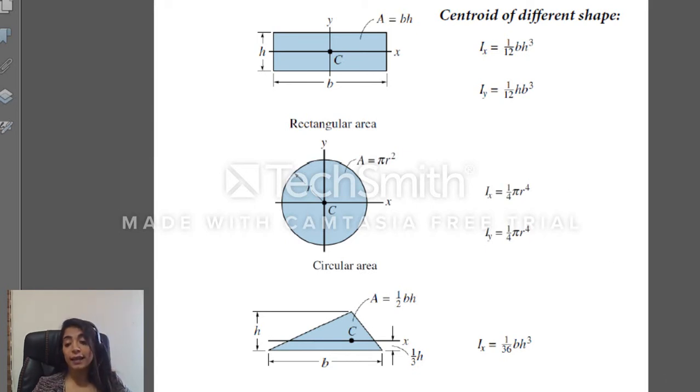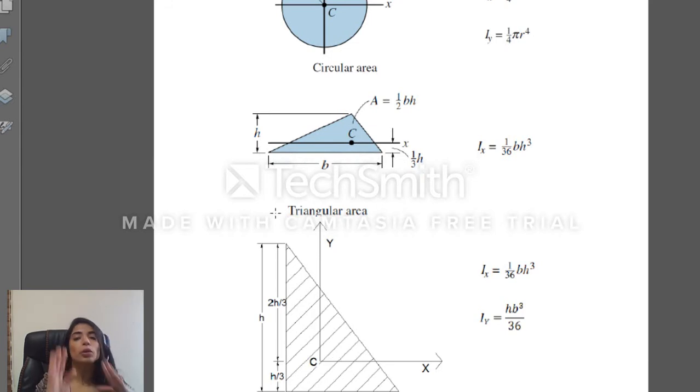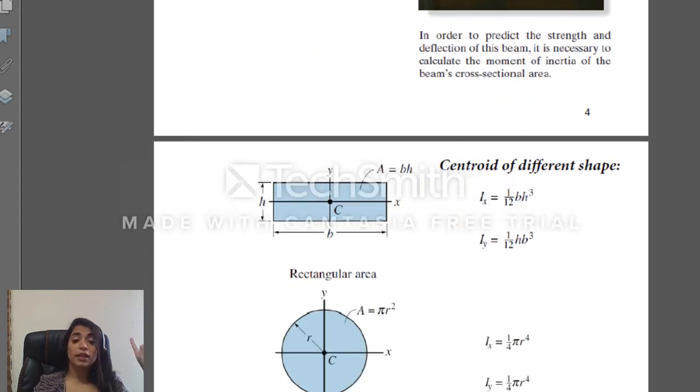Now, if I have a triangular shape, you should pay attention, guys. Ix passing through the centroid will be equal to 1 over 36 bh cubed, where b is the base parallel to x, and h, of course, is the height. Now, if I need to find Iy, then h will be parallel to y, so I should switch b and h. So, guys, you should memorize them, but before doing this, let's prove one of them using the integration method.